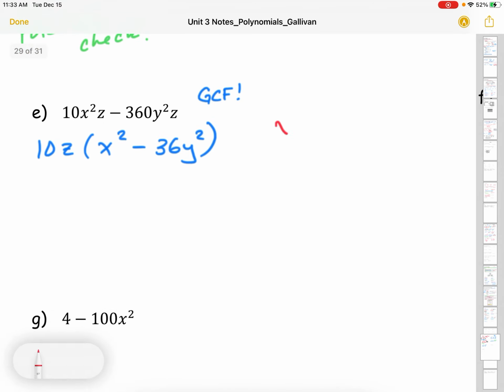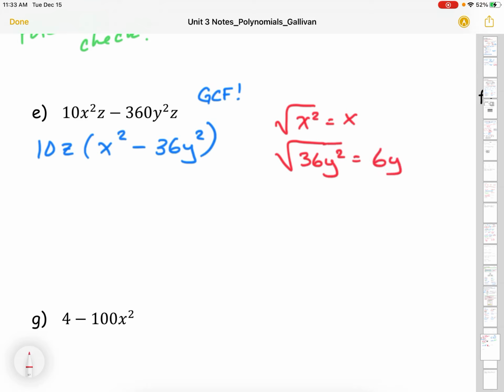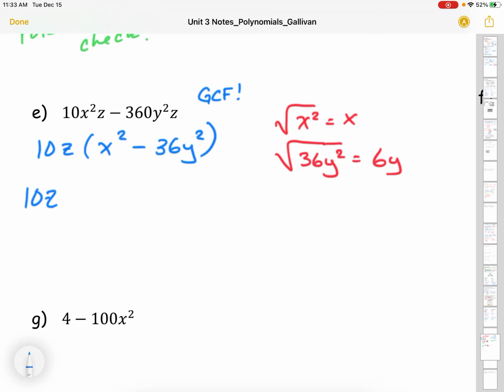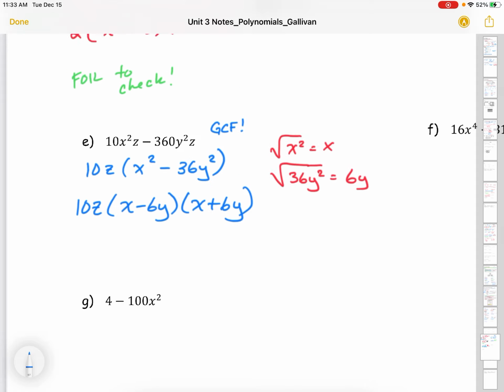Are those perfect squares? Well, let's take a look. The square root of x squared equals x. The square root of 36y squared equals 6y. Okay, the square root of 36 is 6, and the square root of y squared is y. So let's pop that in. We keep our GCF. Don't lose it. We found it, we don't want to lose it. It'll be 10z times x minus 6y times x plus 6y. Okay?